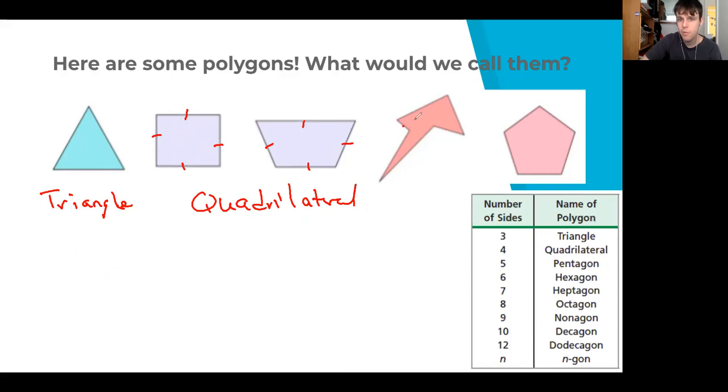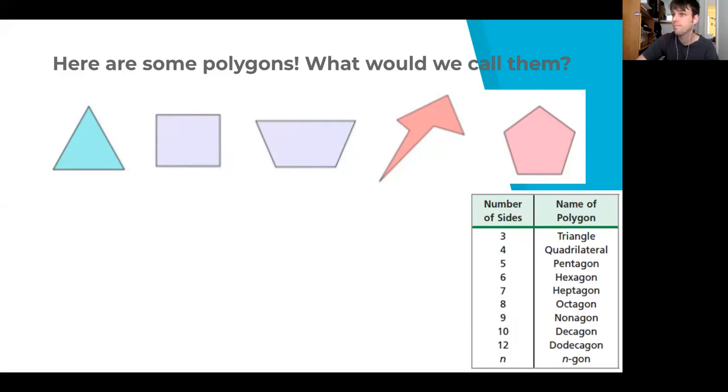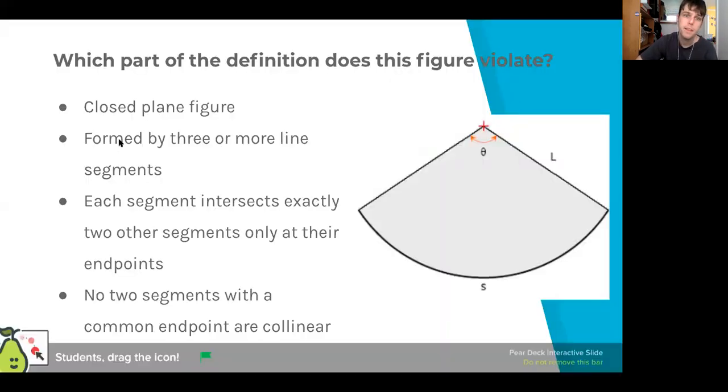And then here we have 1, 2, 3, 4, 5, 6 sides. We call this a hexagon. This is a strange hexagon. It's something that we would call a concave hexagon. We'll get into that in the next couple slides here. And then here we have 1, 2, 3, 4, 5. This is a pentagon. Pretty simple idea. Just keep moving forward. All right, so let's take a look at these figures.